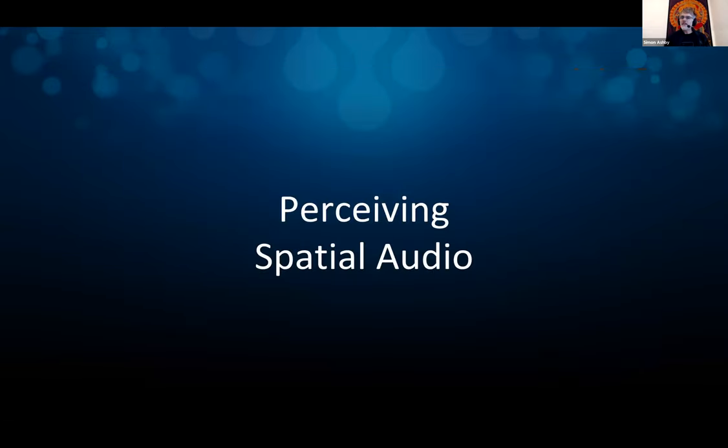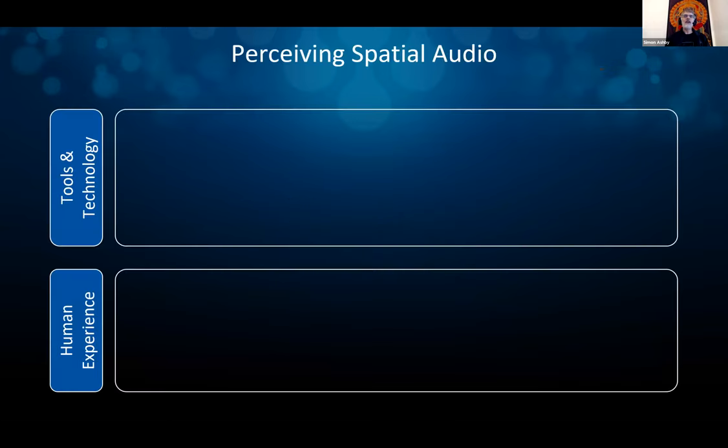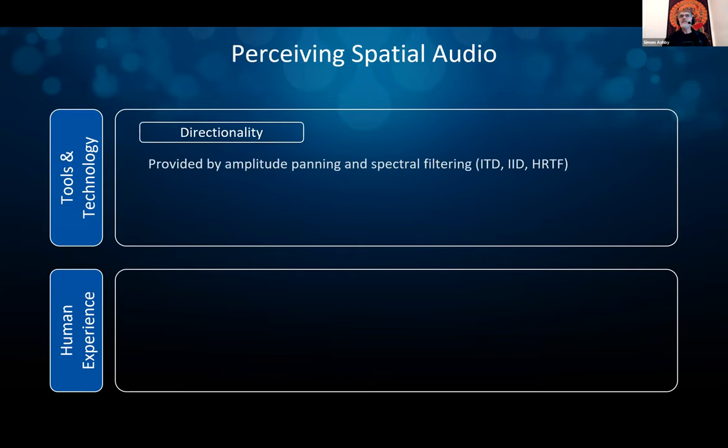So let's talk now about how we perceive spatial audio. There are two main factors in the perception of audio, one that can be reproduced by tools and technology, and the other one that has to do with ourselves, with us as human beings, how we experience audio in our life. So in terms of tools and technology, what we can do is to encode the directionality of sound using ITD, IID, and HRTF, basically.